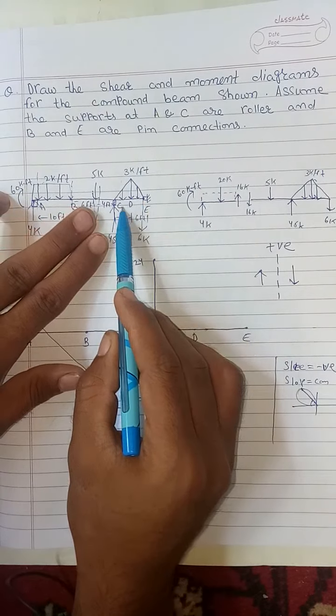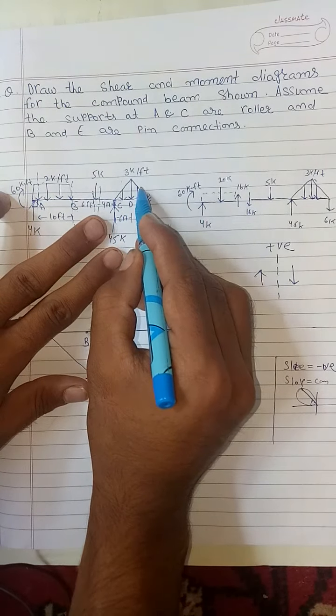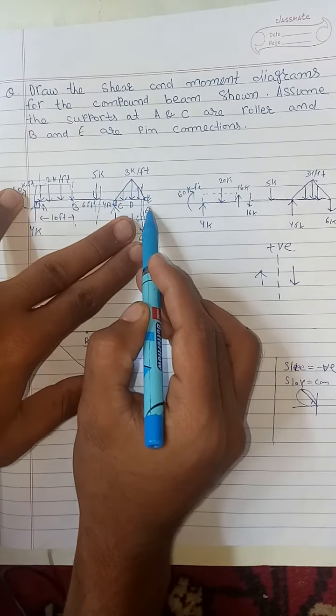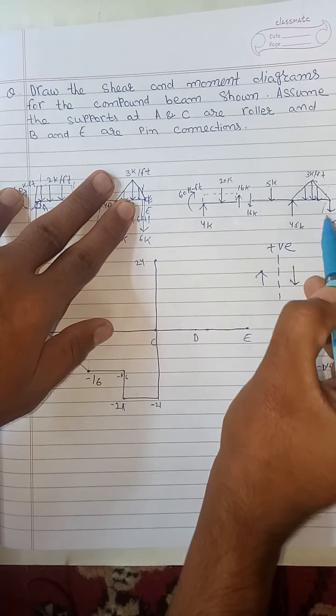Now at this point, first we will calculate shear force at point E. So we will make a sectional line which is close to point E. Either we will analyze this side or this side. It is easy, so we will analyze this side.